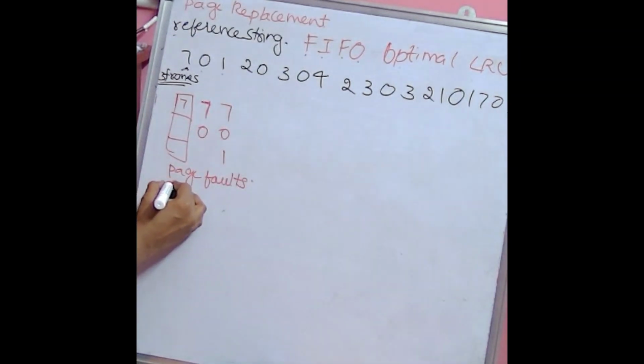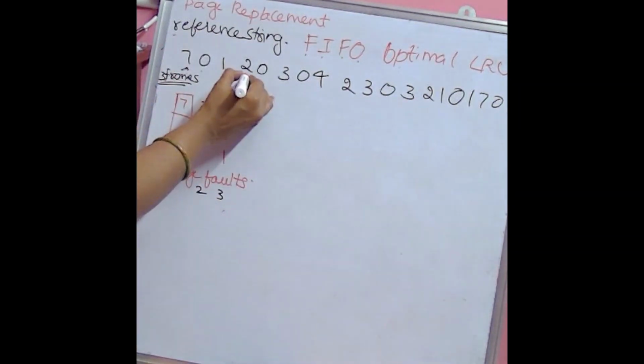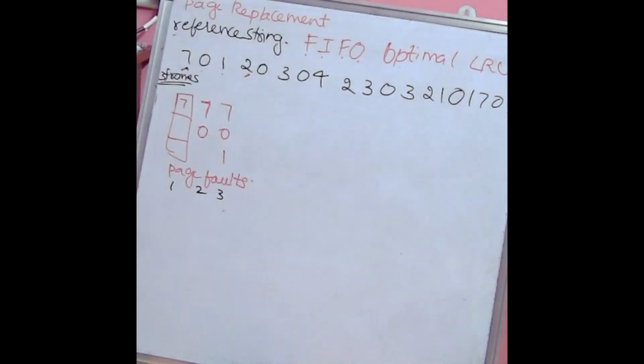Till this point, there are 3 page faults occurred. 3 misses, 3 page faults: 1, 2, 3. These 3 pages are not available in the main memory, so we swap these pages from hard disk to main memory. Next, to continue the program execution, it required 2. We are having only 7, 0, 1. The page 2 is not available. To continue, we need to replace any one of these.